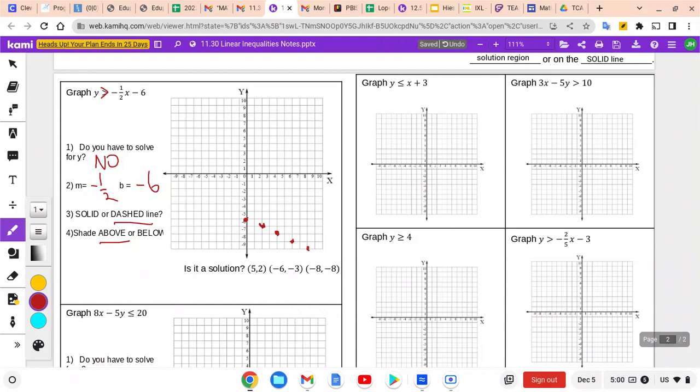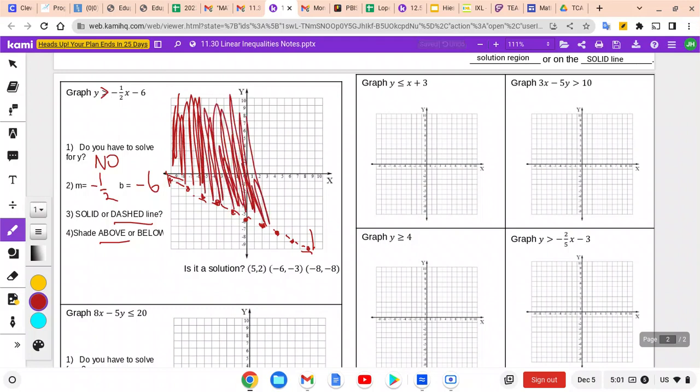You can also go backwards. You can go up 1 over -2, up 1 over -2, up 1 over -2, and drawing these extra dots, taking the time, it's going to pay off. All right, we said it's going to be a dashed line, not a solid one. It goes on forever. And then it's greater than, so we shade above. The solution region is above the line.